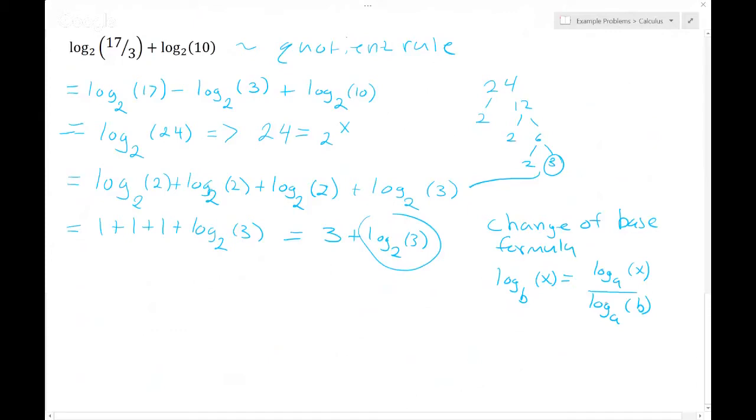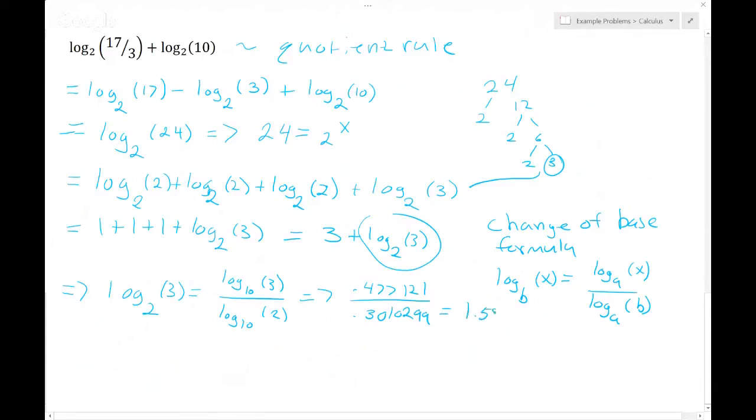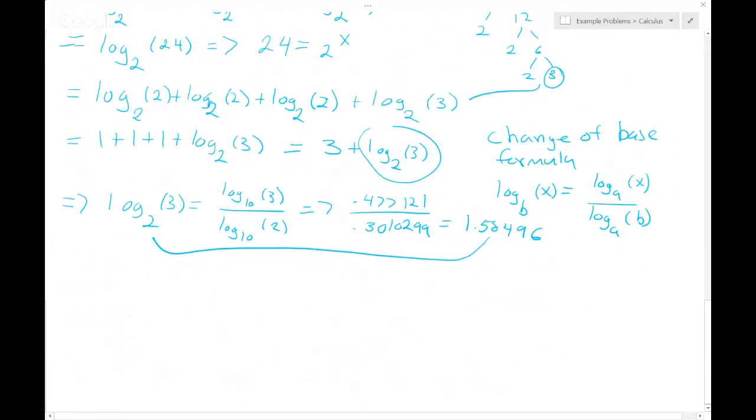So with a being base 10, which is the base that the log function on your calculator is in, we can rewrite this to being equal to this. Log base 2 of 3 is equal to log base 10 of 3 divided by log base 10 of 2, which, if you calculate it out, ends up being 0.477121 roughly, divided by 0.3010299 roughly, which then comes out to be 1.58496. And so that ends up being our answer for the component that is the log base 2 of 3.